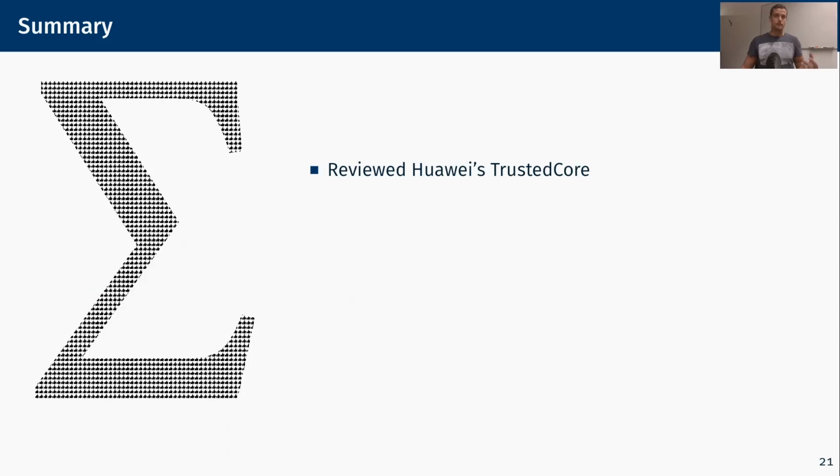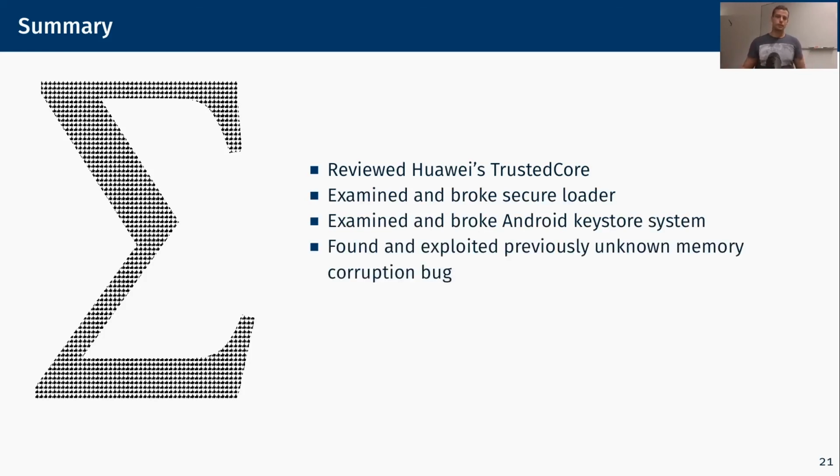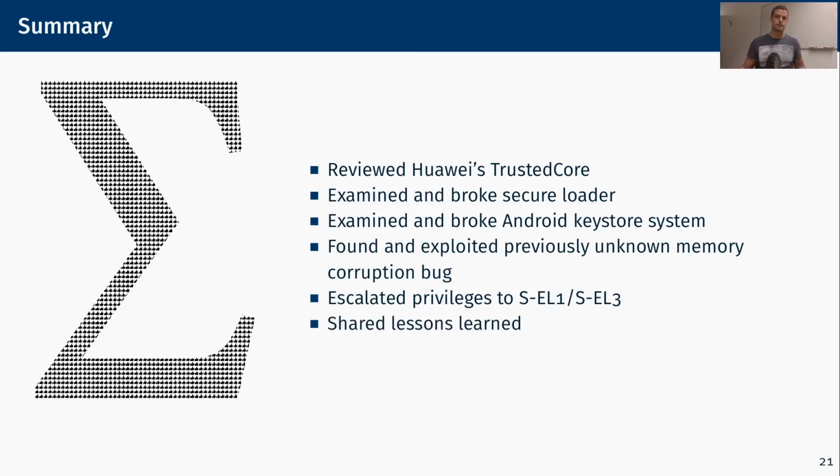So to sum it up, we reviewed Huawei's trusted execution environment. We examined and broke the secure loader and also the Android keystore system. We found and exploited a previously unknown memory corruption bug and were able to escalate our privileges to the highest privilege level possible on this device. And in the end, we shared our lessons learned from our analysis.